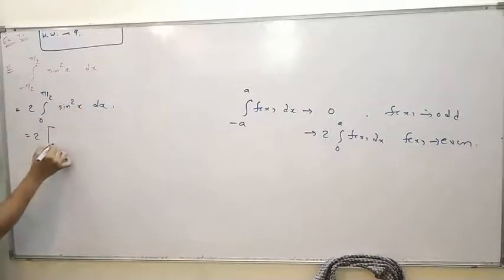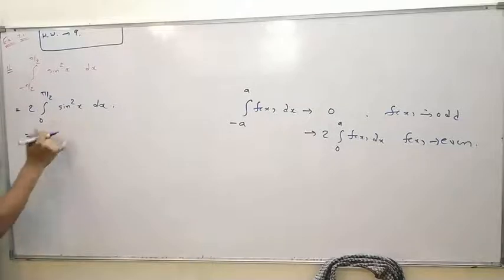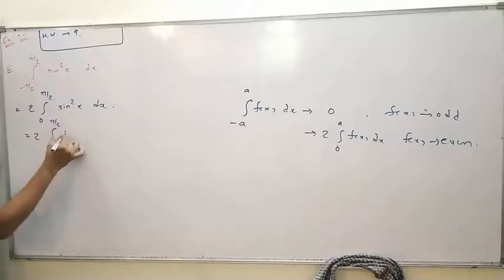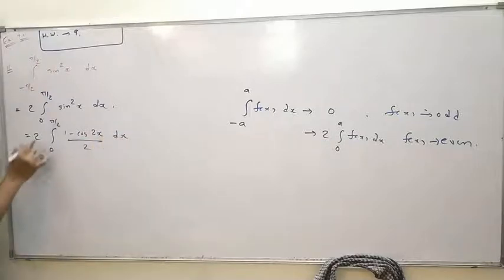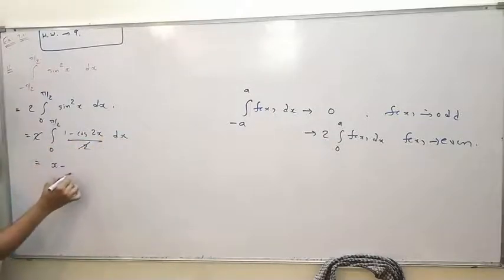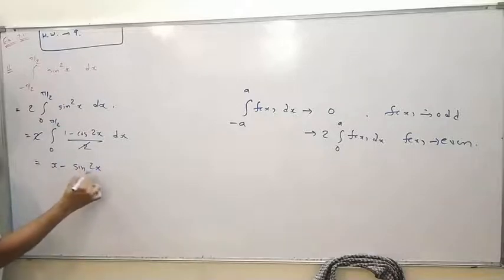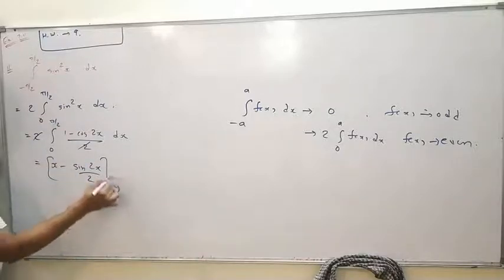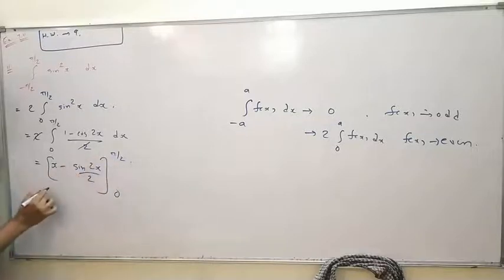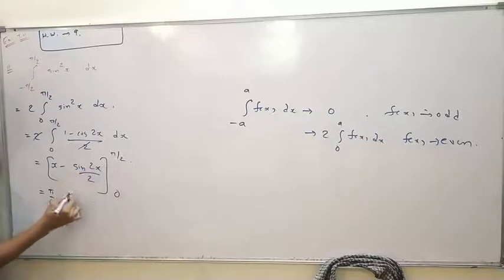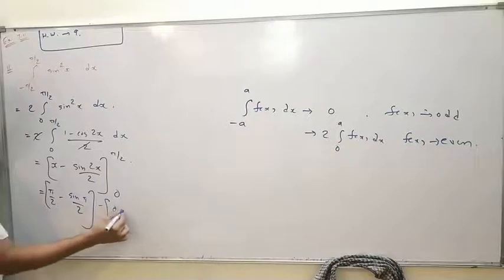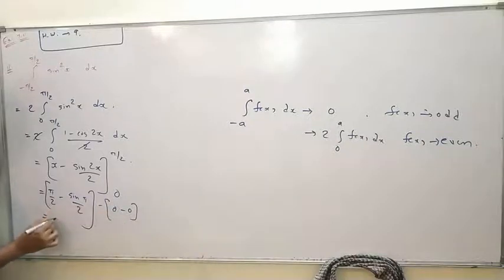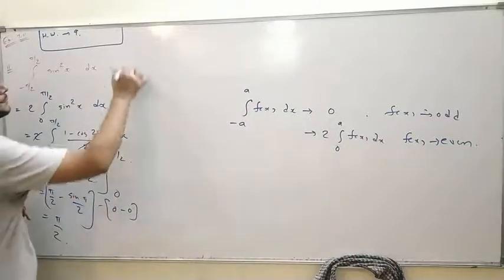So 2 into sin square x means 2 into (1 minus cos 2x) by 2 dx. The 2 cancels. Integration of 1 is x, integration of cos 2x is sin 2x by 2, limit is 0 to pi by 2. So the answer is pi by 2 minus sin 2 pi by 2, that is sin pi by 2, minus 0 minus 0. Sin pi is also 0. So the answer is pi by 2.